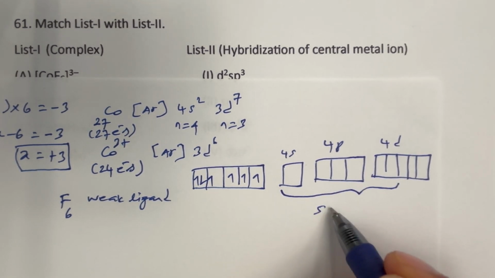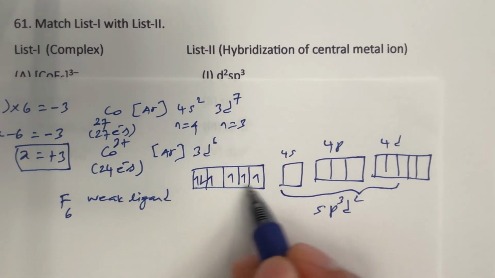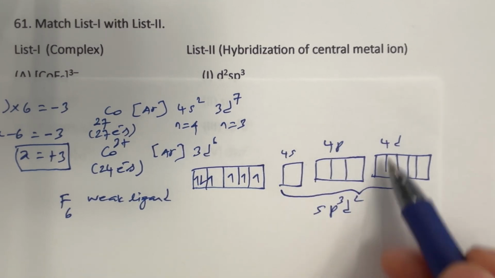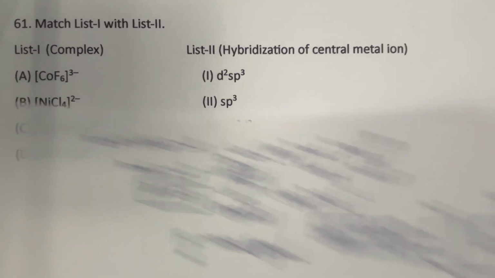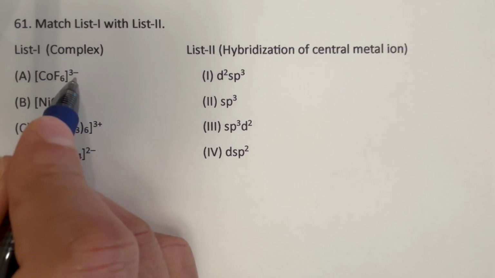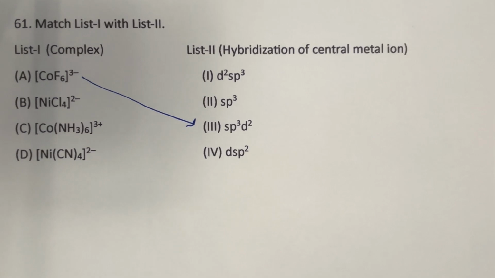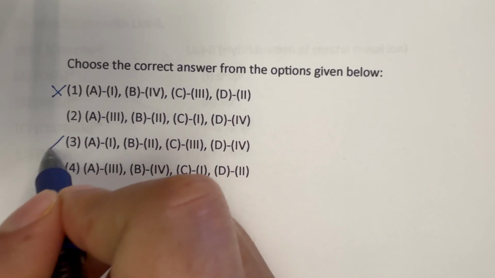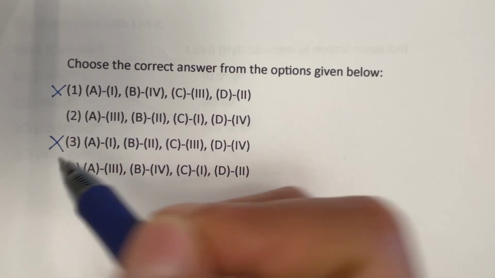It is an outer complex. Because it is a weak ligand, pairing is not occurring. Therefore, for the hybridization, we have to use the outer orbitals. So, sp3d2 is the hybridization. This means A has to match with 3, isn't it? So, if A is matching with 3, then 1 is wrong, 3 is also wrong. Now, we need to figure out between these two which is the correct option.